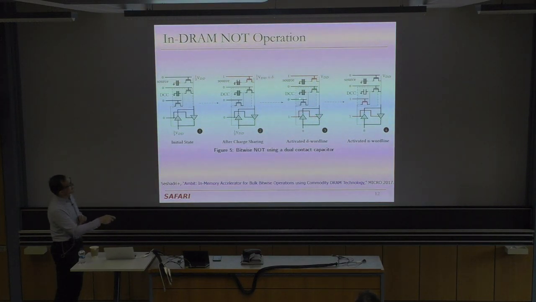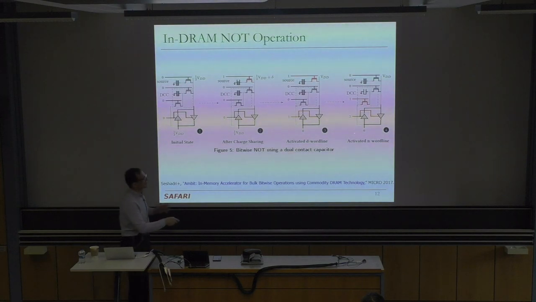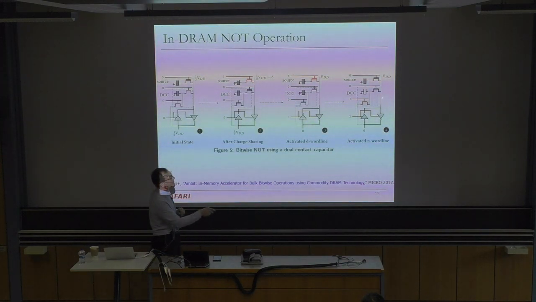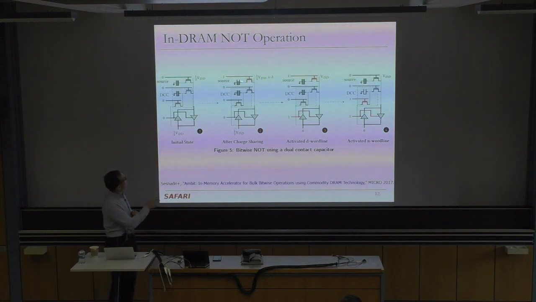Now, you basically activate this particular transistor over here, which essentially enables the complement of this row to get captured in this particular cell. That's the idea. Basically, you want to create a path from this part of the sense amplifier into some other row, and that's exactly how it's created over here, which means that it's additional cost over here. Make sense?